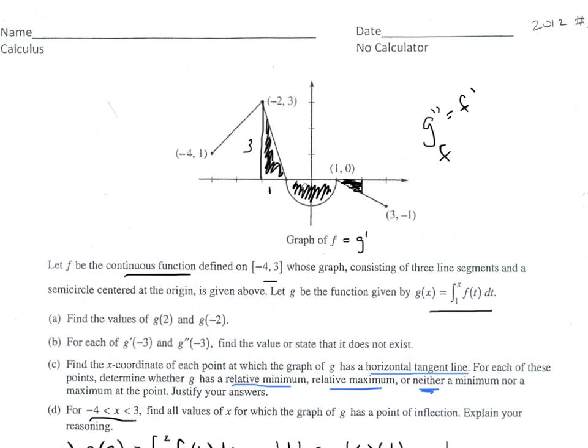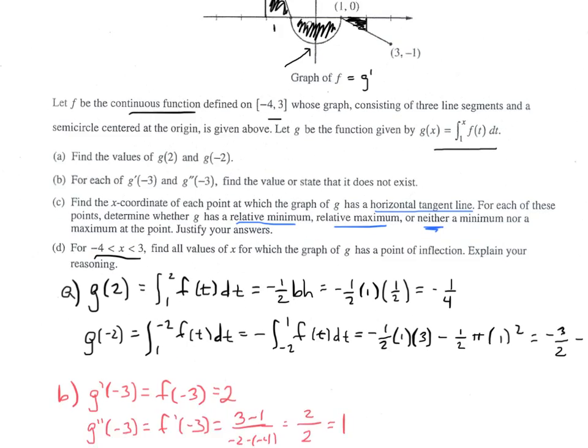That seems to happen at x equals -2 because f changes from increasing to decreasing. Then also at x equals 0, f changes from decreasing to increasing, and then one more time at x equals 1, f changes from increasing to decreasing. So we've got -2, 0, and +1.